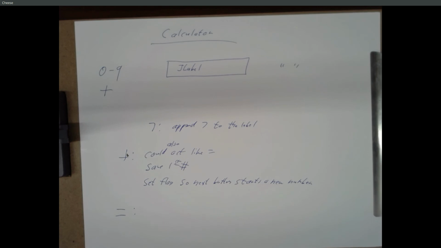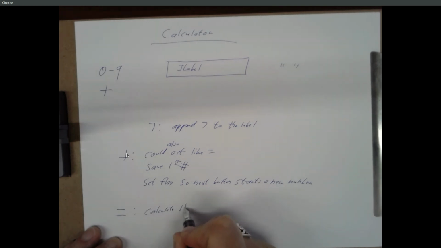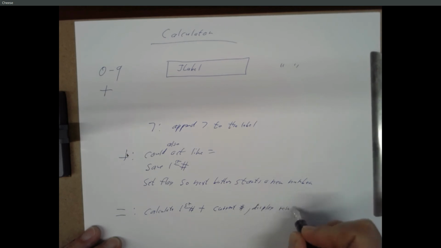So what is the result that it's going to display? The result of what? The first number plus the second number. Okay, so calculate the first number plus whatever the current number was. Display result.